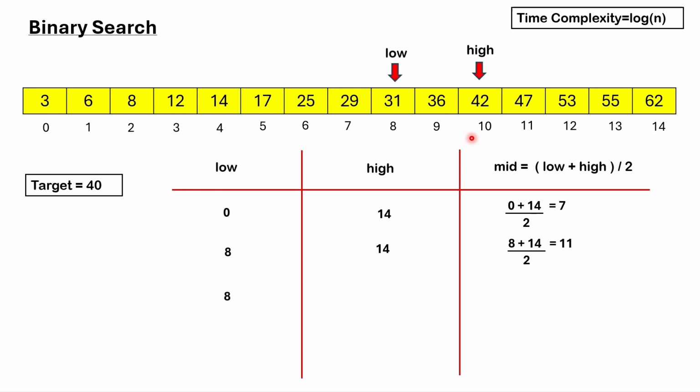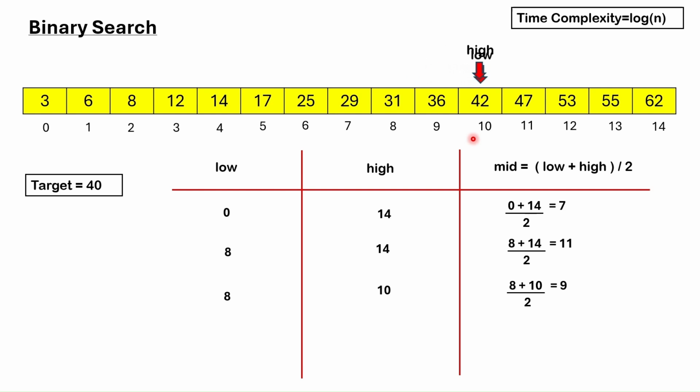Then what is my low? 8. What is my high? 10. So again we will calculate mid. So mid will be (8 plus 10) by 2 and that is 9. So this will be my mid. Again check whether the mid is equal to 40. No, it is not. So 40 is greater than 36, so my answer would be at the right portion of the array. So we will ignore the left portion and move this low to mid plus 1.